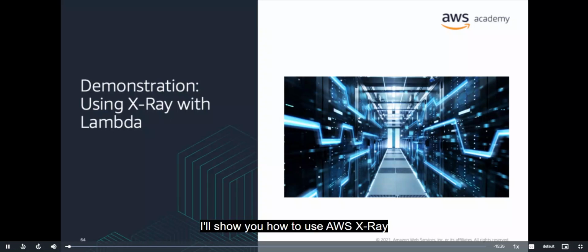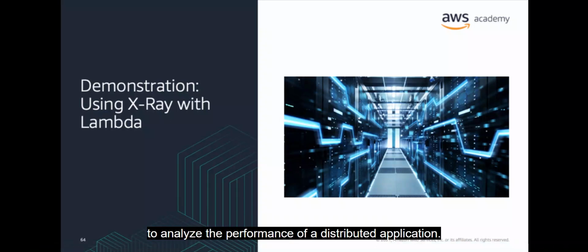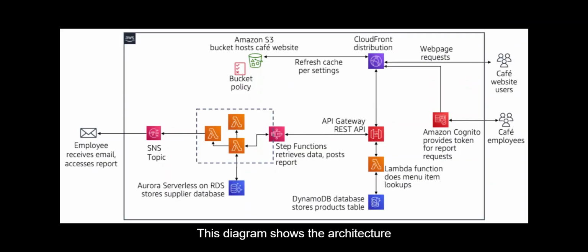In this video, I'll show you how to use AWS X-Ray to analyze the performance of a distributed application. This diagram shows the architecture for a version of the Cafe website. This version of the website is more fully developed than the one you have built in the course labs up to this point.